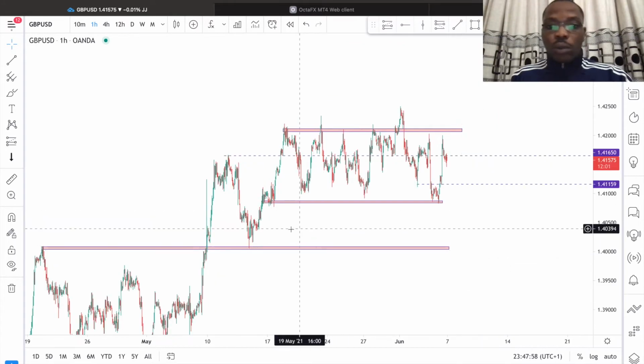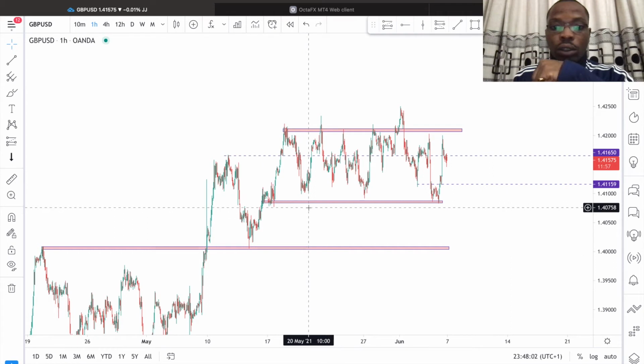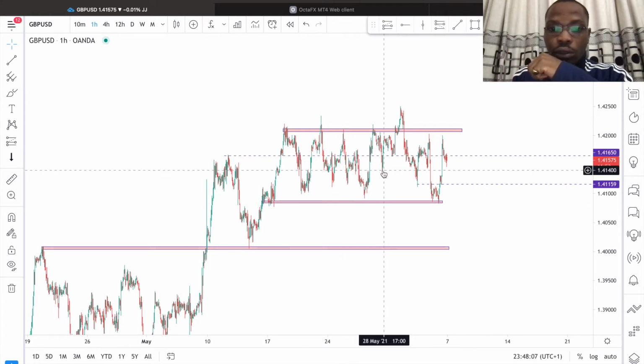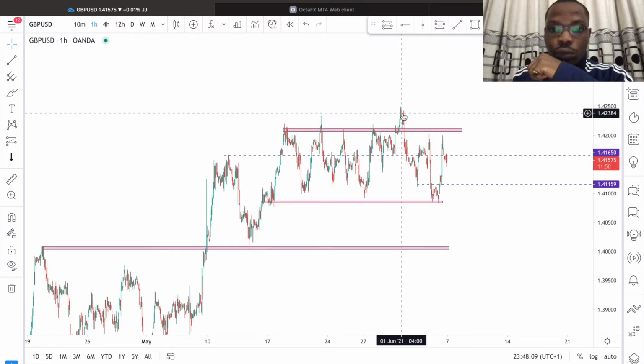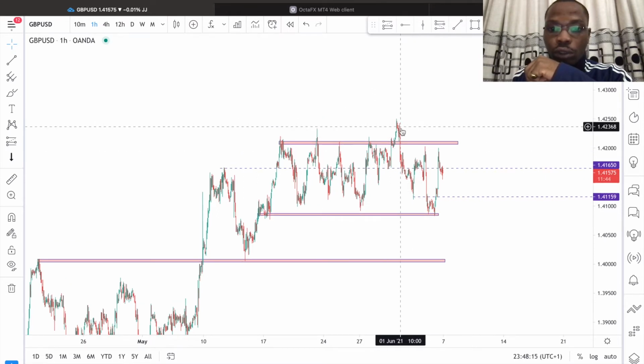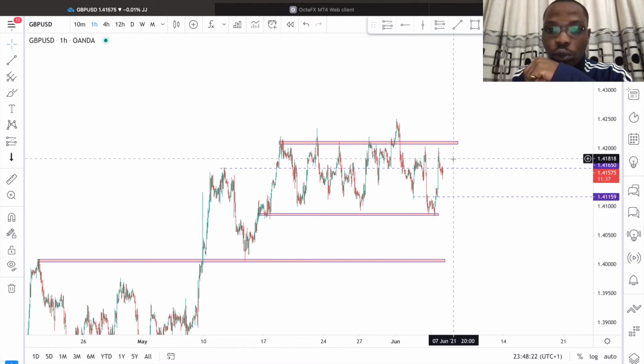In the past 1 month, the GBP USD has actually been ranging, and it's been in this range. Two weeks ago, it broke out of this range briefly, which was a good sign that the pound was going to continue appreciating. But last week, it actually came back to the bottom of the range and ended the week close to the top of the range.